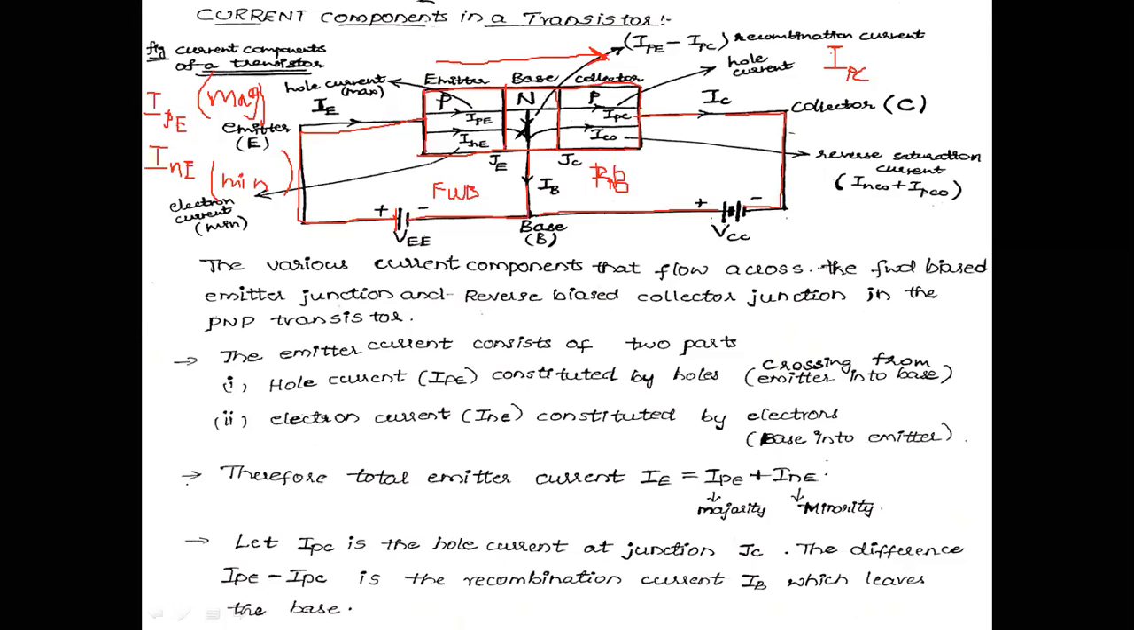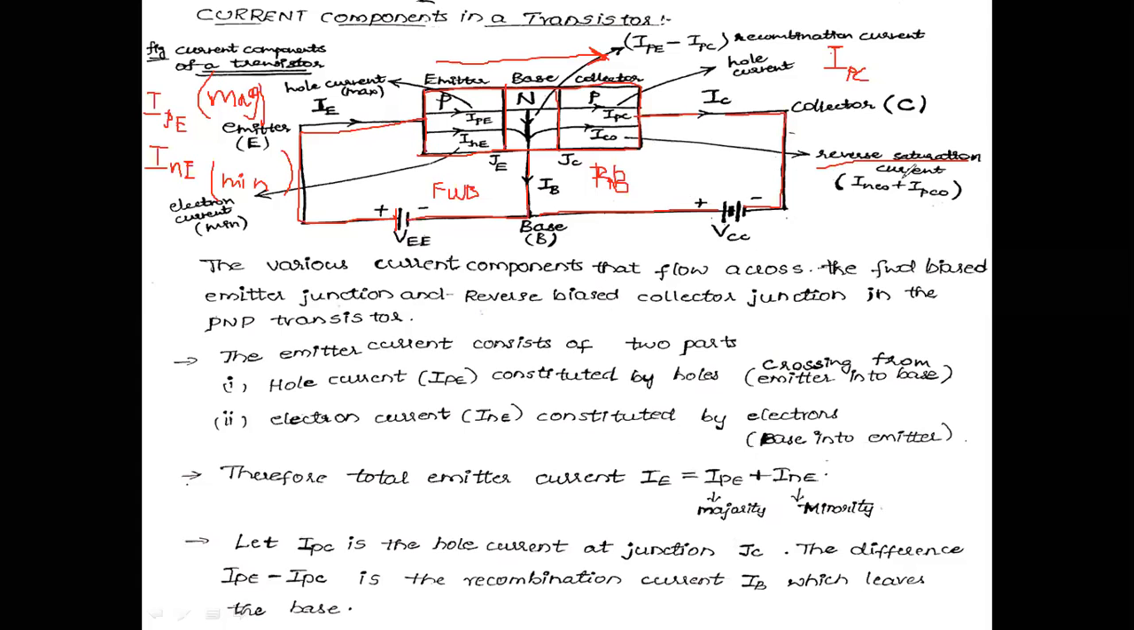Similarly, due to the minority charge carriers, a small amount of current flow is taking place here. That small amount of current flow, I can treat as the reverse saturation current, which is given by ICO. It is flowing across the collector side, but in the reverse way.